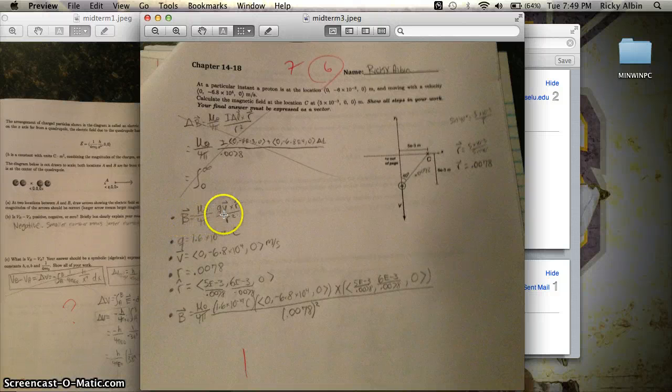So really the only thing we have to do is take QV crossed with R hat over R squared. So what we need to do is find this R value. First of all, the magnitude of R. So R is going to be the distance between the proton and our observation location, I guess you can call it. So there's two ways to do it. You can use trig to get 0.0078, or you can use a squared plus b squared equals c squared. So either way, you get the same answer. So that is, I don't know why I put a vector sign over that, because it's not a vector.